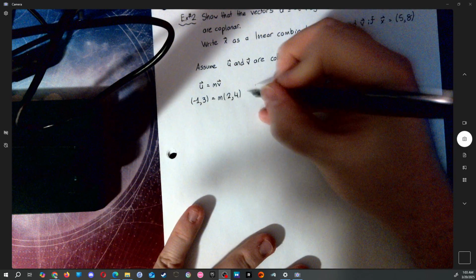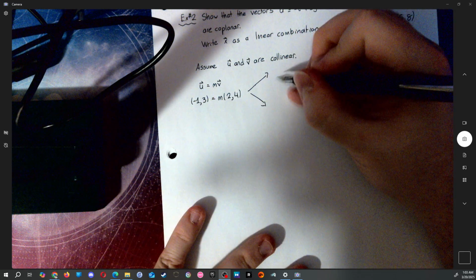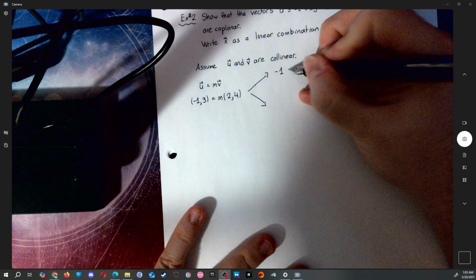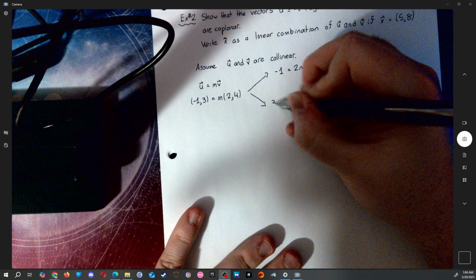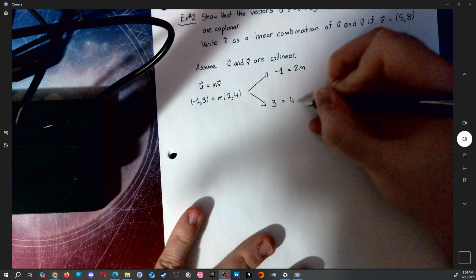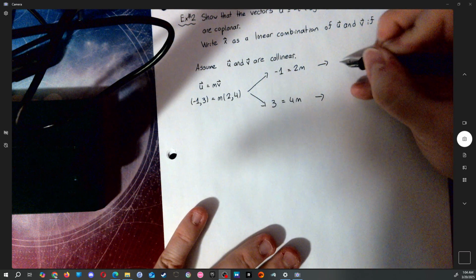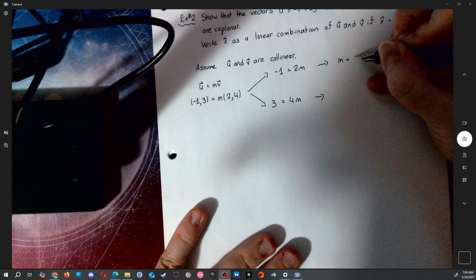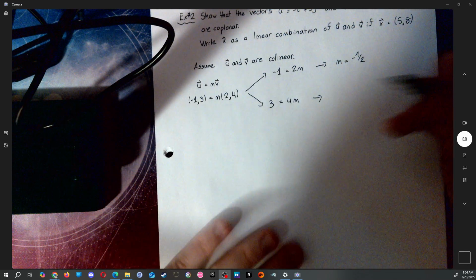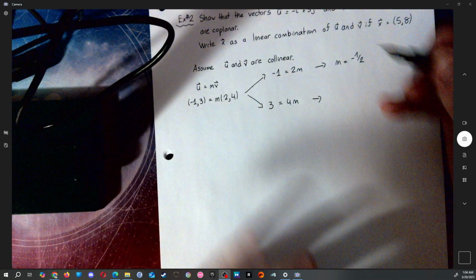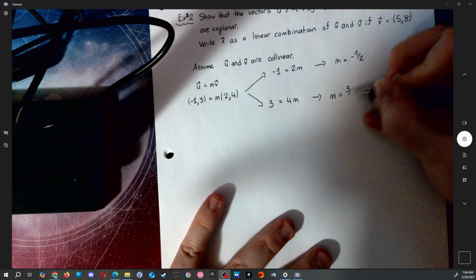So now I set this up and I get my two equations. So then I would have -1 would be equal to 2m, and then I would have 3 is equal to 4m. And now I calculate each one individually, divide both sides by 2, so I'll just end up with m is equal to -1 over 2. And now let's see if this gives me the same value. I divide both sides by 4. There's not even a negative, so I obviously know it's not going to work, but I'm just going to write it anyway. m is equal to 3 over 4.